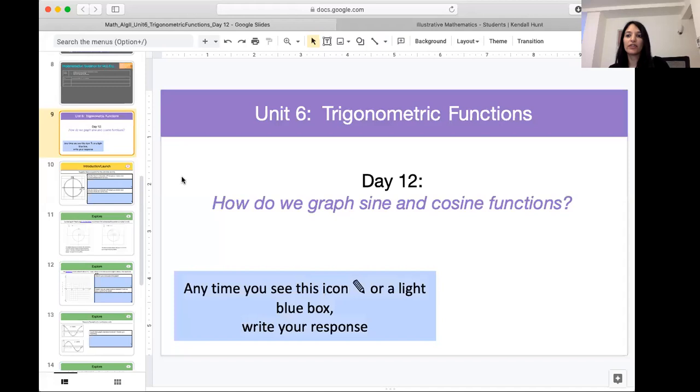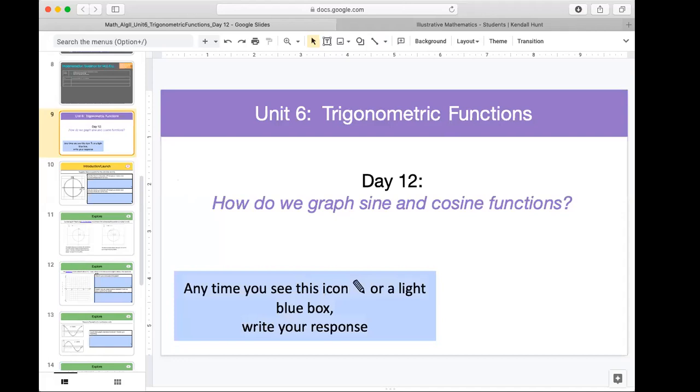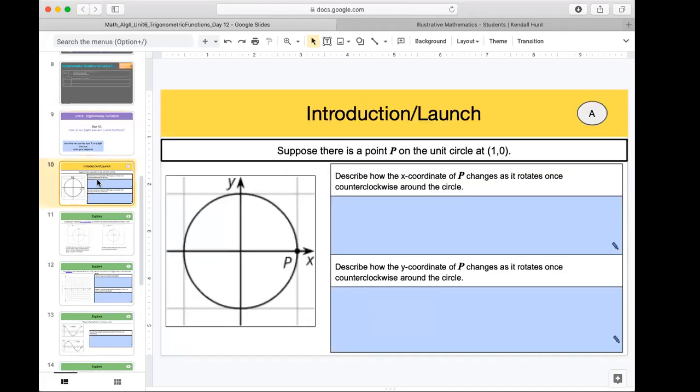So today I am going to be talking about the launch activity for Unit 6, Day 12. This is a big day. How do we graph sine and cosine functions? So I'm going to talk about the launch portion and a little bit of the explore portion as well. This is what the launch activity looks like.